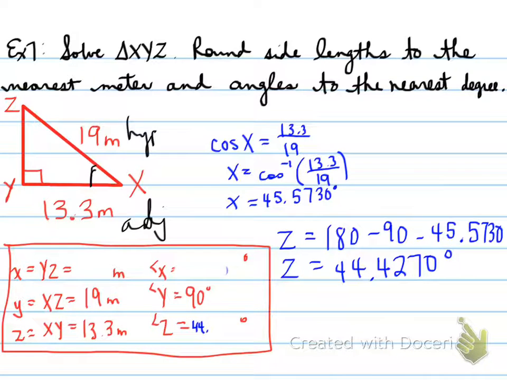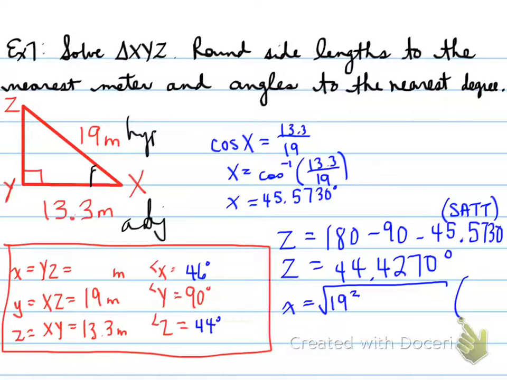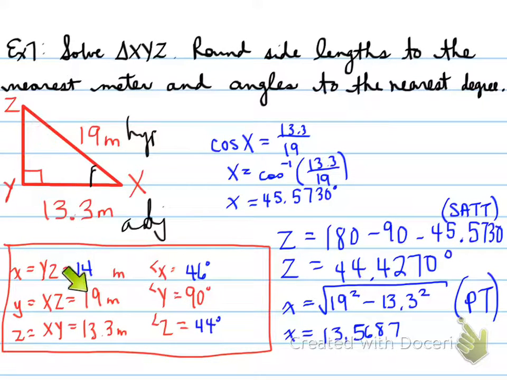The final part is finding the value of x, and that is by using Pythagorean Theorem. X is equal to, using Pythagorean Theorem, the square root of 19 squared minus 13.3 squared. That means that x is equal to 13.5687, which is almost 14 meters. So what we have here is all the sides and all the angles listed, and that allows us to solve our triangle.